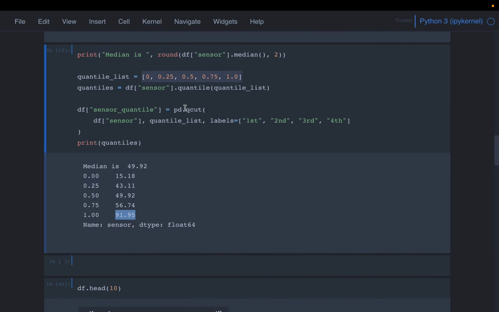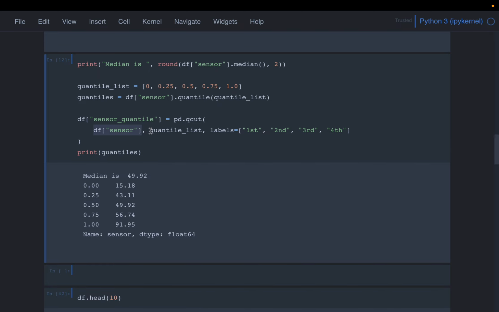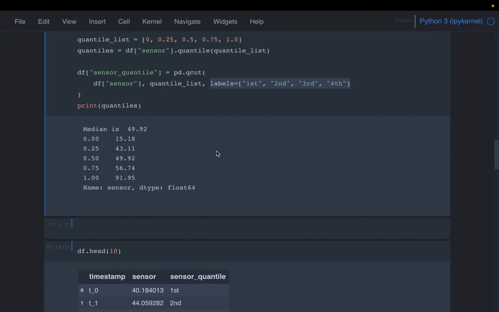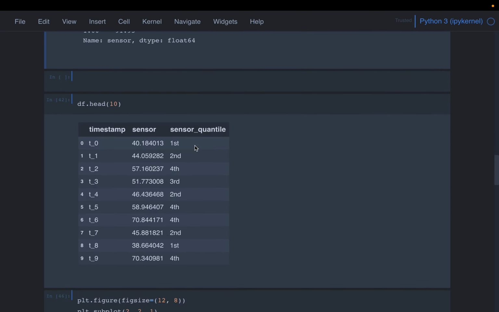Now here what we are doing is, in earlier videos we have looked at the cut function, whereas here we are going to use this quantile cut function. We are calling it with the raw feature, which is the sensor value, and then we are supplying the quantiles we want to compute, and then we are providing some labels so that they can be assigned to the quantiles. Okay, so after we have applied this transformation, this sensor quantile, this is how they look.